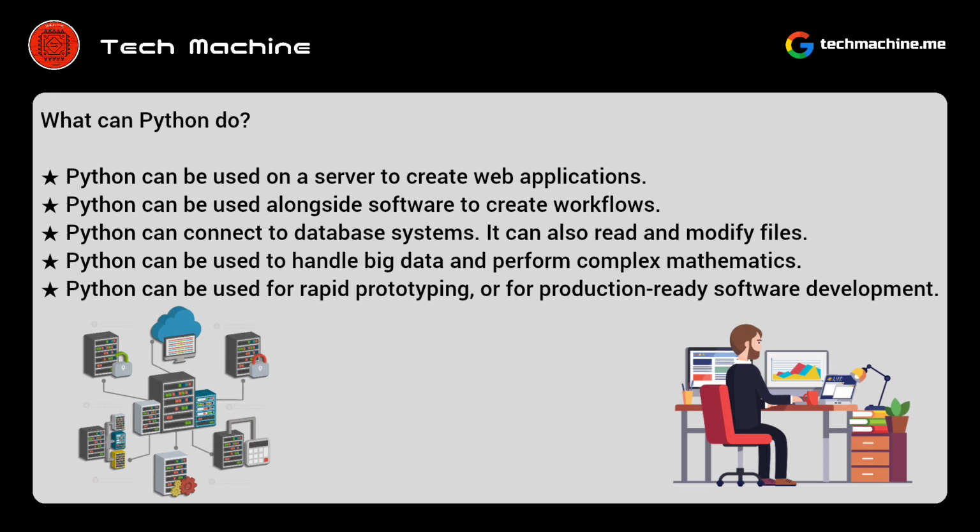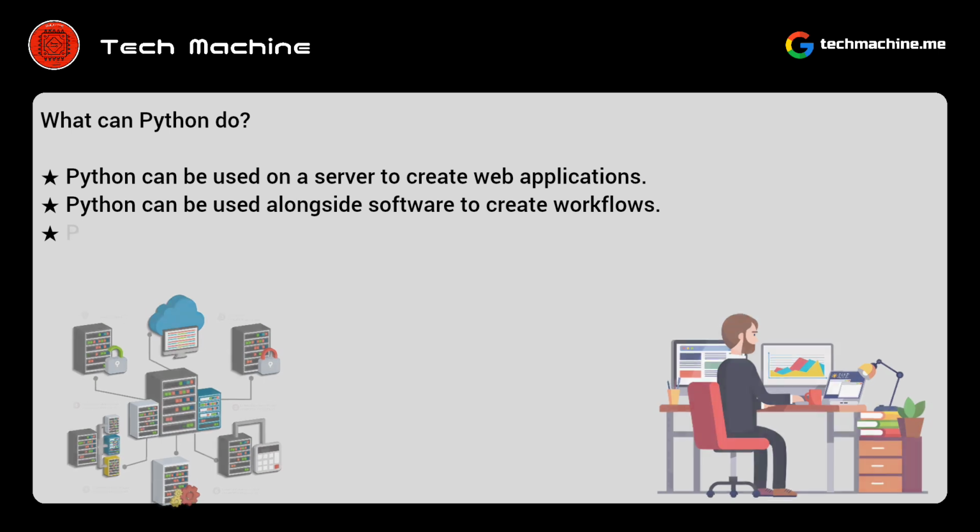What can Python do? Python can be used on a server to create web applications. Python can be used alongside software to create workflows. Python can connect to database systems. It can also read and modify files. Python can be used to handle big data and perform complex mathematics. Python can be used for rapid prototyping or for production-ready software development.